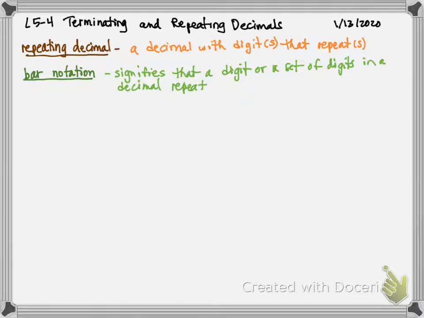Okay. So here's some things we got to remember when we use bar notation. 1, we're going to write the digit, wait, let me put the word the. Write the digit or digits. So when I say digits, it can't be the same one over and over again. It's got to be 2 or more that are different, that repeat.